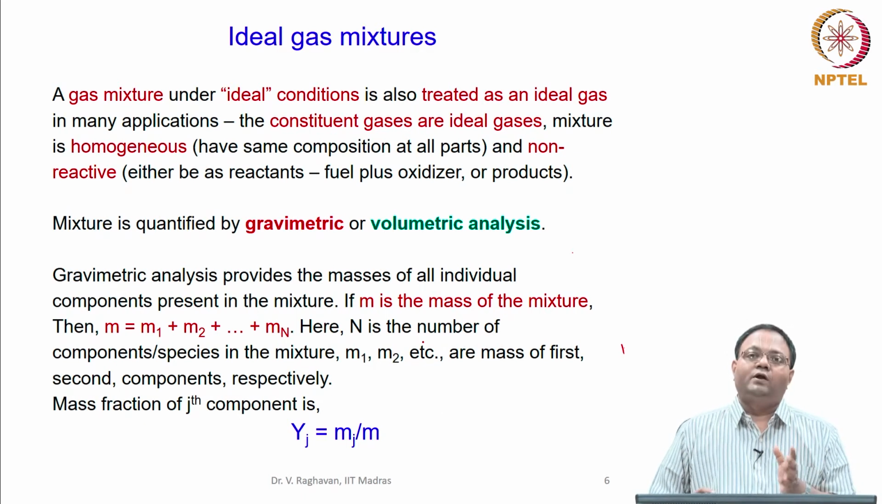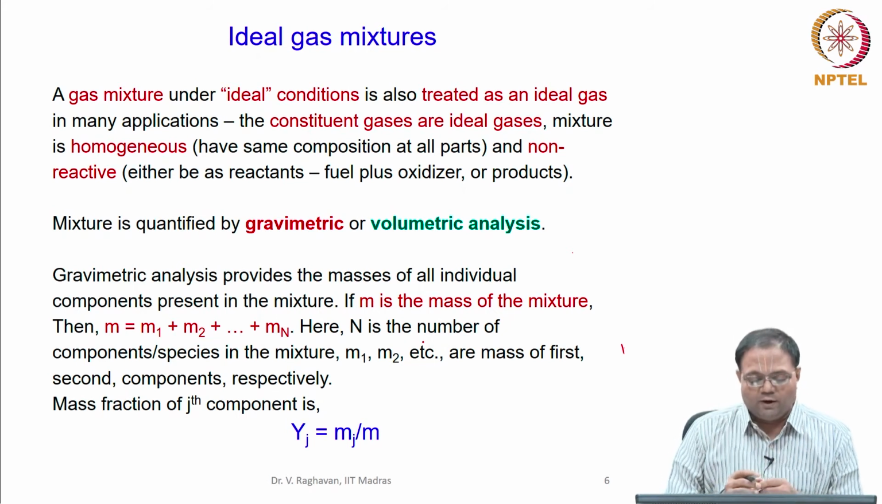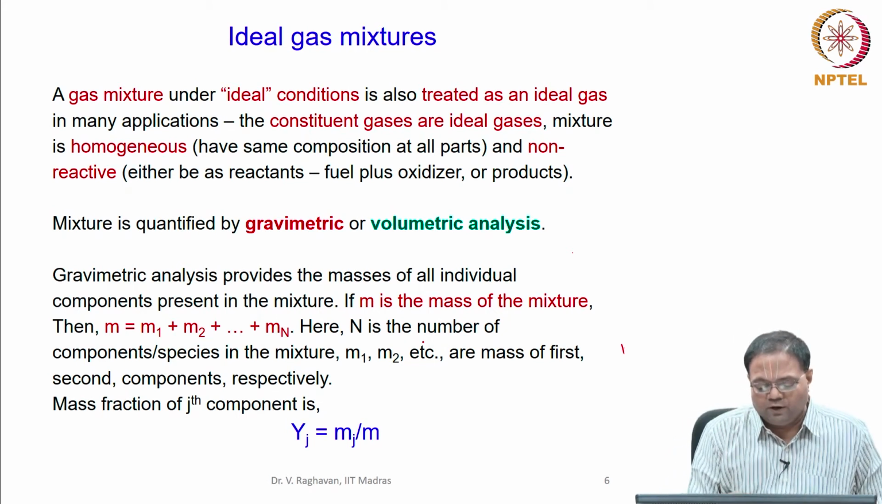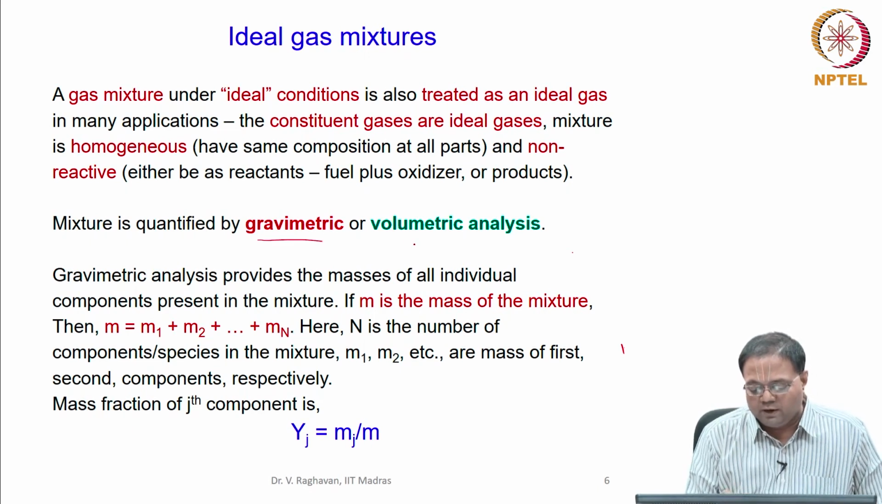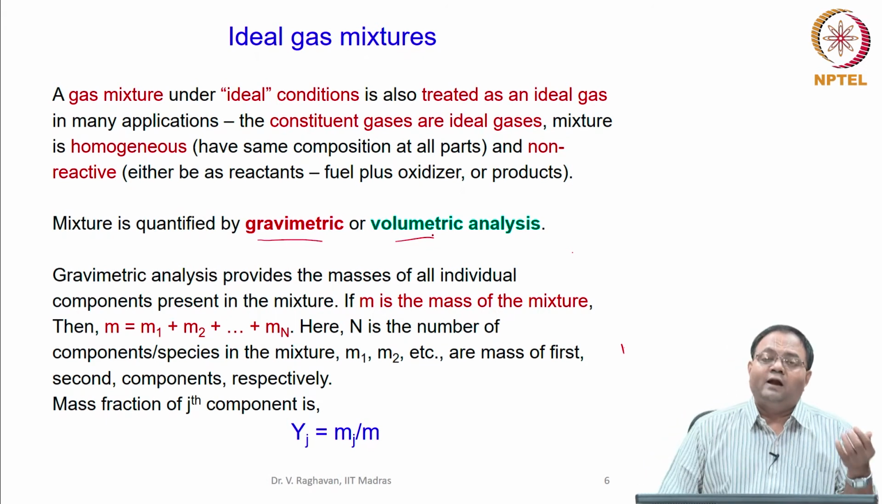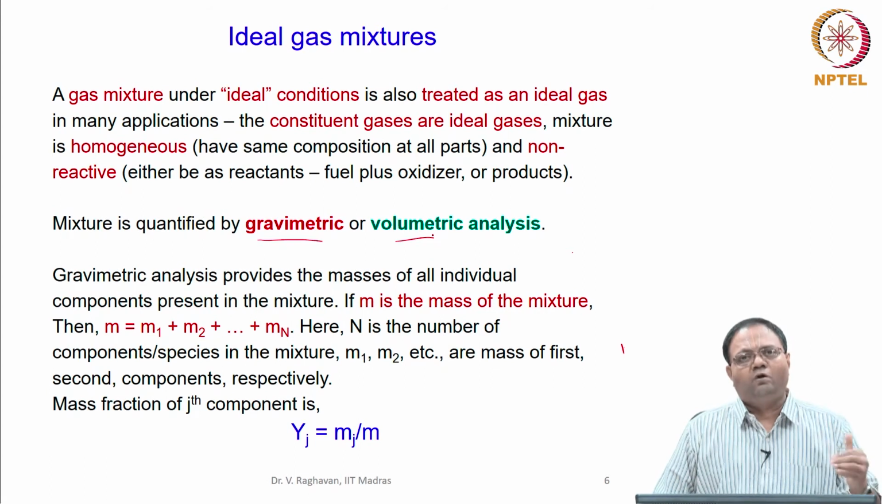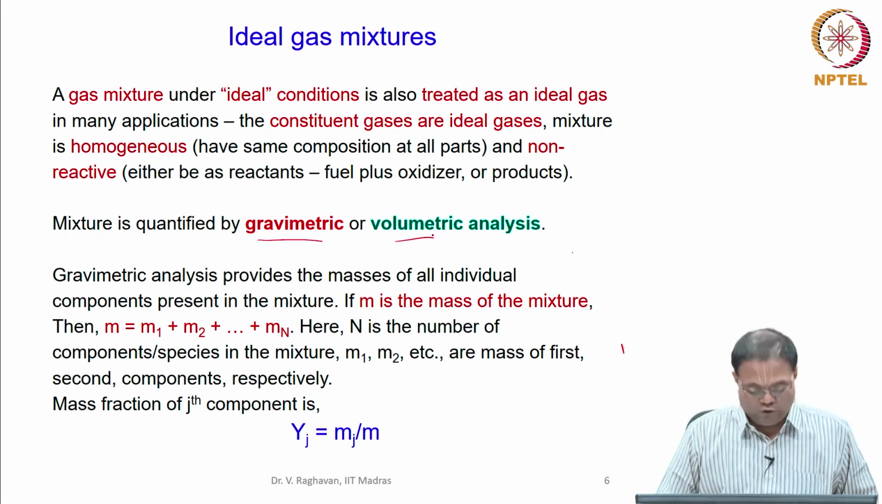Now, how will you analyze the mixture? The first thing is that we have to quantify the mixture. As I told you, air contains some amount of oxygen and some amount of nitrogen. First of all, we should know what the amounts are. That is done by two types of analysis: one is called gravimetric analysis and the other is called volumetric analysis. Gravimetric analysis uses some costly devices, but it gives the mass of each component present in the mixture.